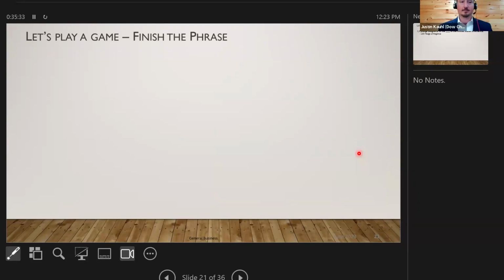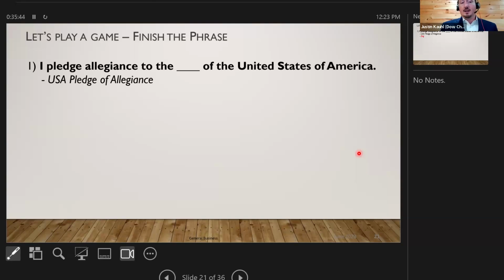So that said, let's play a game. And this game is called Finish the Phrase. And this is here to help you understand how the large language models are actually learning information. So if we have this one here, I pledge allegiance to the blank of the United States of America.